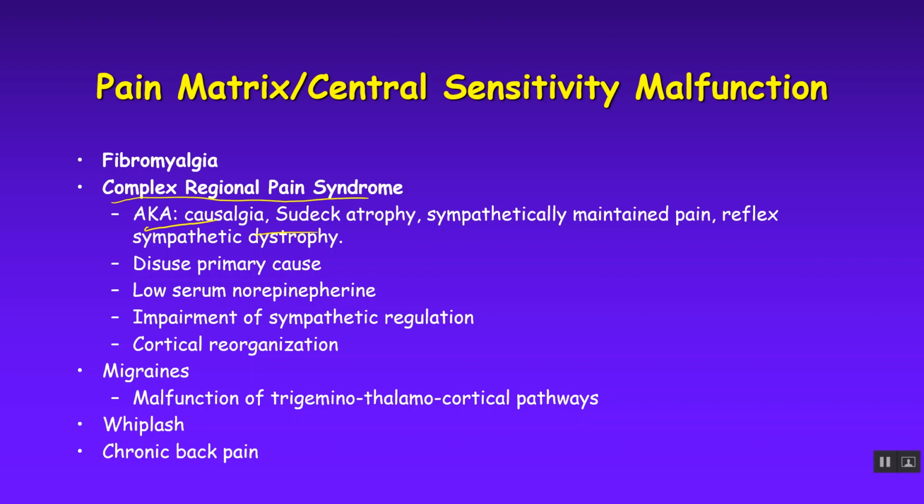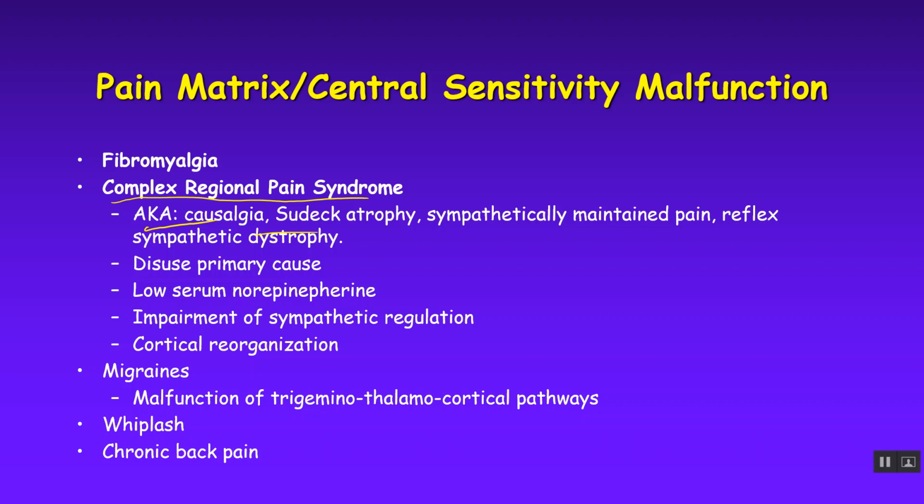Also, they've noticed that people that tend to have low serum norepinephrine levels are more prone to this. I don't know if that's a cause or a consequence, because usually they measure this after you've already had it. So is it that they already have low norepinephrine levels and that makes them predisposed, or they get it after they get this condition? Then they get some impairment of sympathetic regulation of the limb, so the sympathetic nervous system starts to go haywire as well. And eventually you get cortical reorganization, where you get expanded fields for that particular limb, so it becomes even more hypersensitive because that cortical area expands and takes over other areas of your cortex.